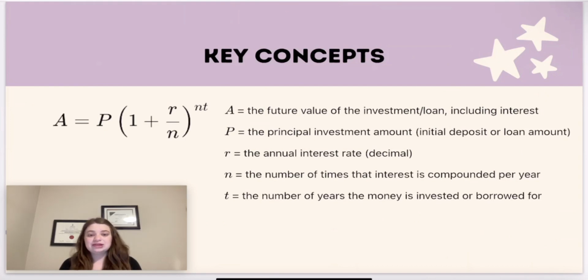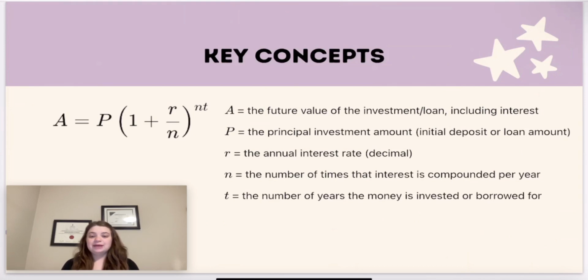So here is the equation for compound interest. A represents the future value of the investment or loan, including the interest. So A is going to be the total amount with the principal and interest accrued overall. P is the initial principal amount that is invested or that's loaned out. R is the annual interest rate as a decimal.